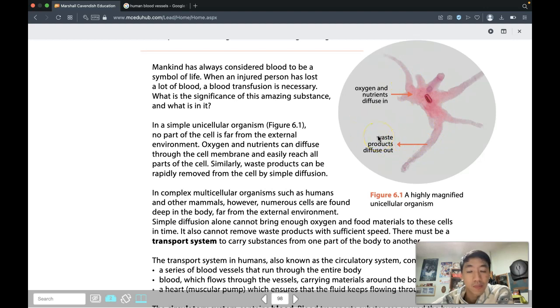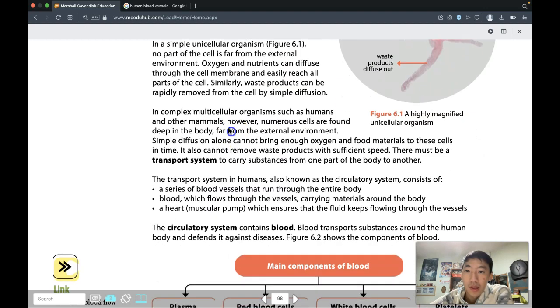But in a complex multicellular organism, such as humans and other mammals, numerous cells are found deep in the body, far away from the external environment. Simple diffusion alone cannot bring enough oxygen and food materials to these cells in time. It also cannot remove waste products with sufficient speed. There must be a transport system to carry substances from one part of the body to another.